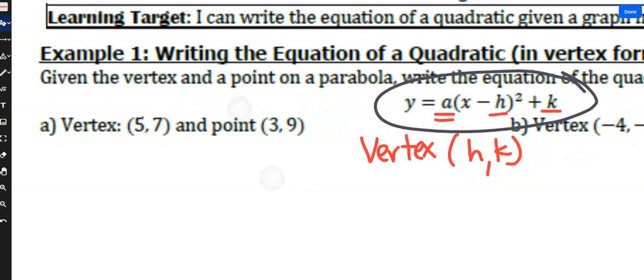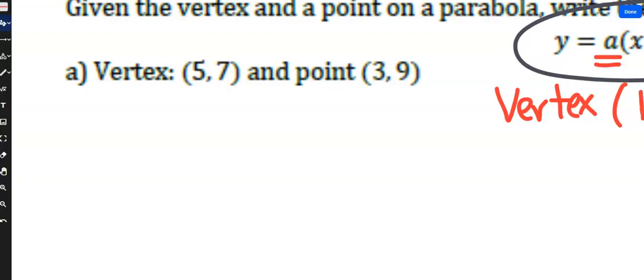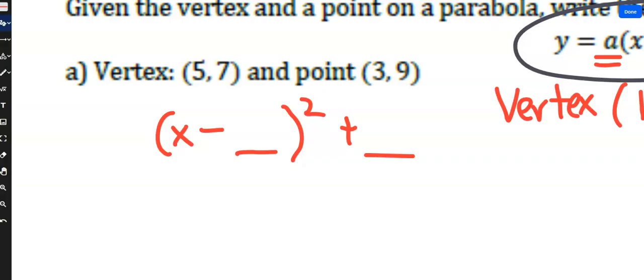So we're going to start with, let's start with the algebra way of doing things, at least on this question. So we've been given a coordinate, x minus blank squared plus blank, and we've got a equals y. Okay, so we start with this, and we've been given 5, 7.